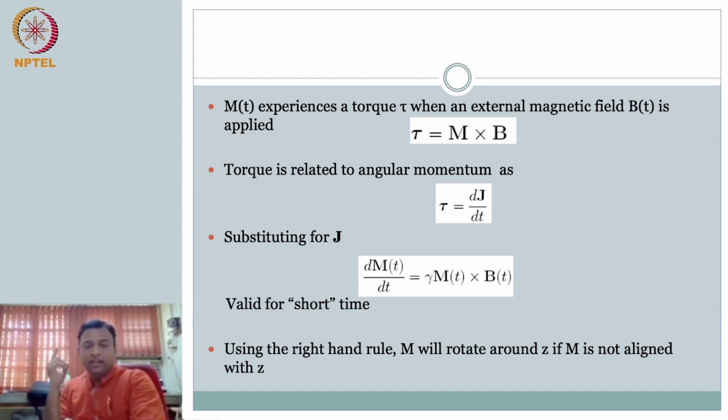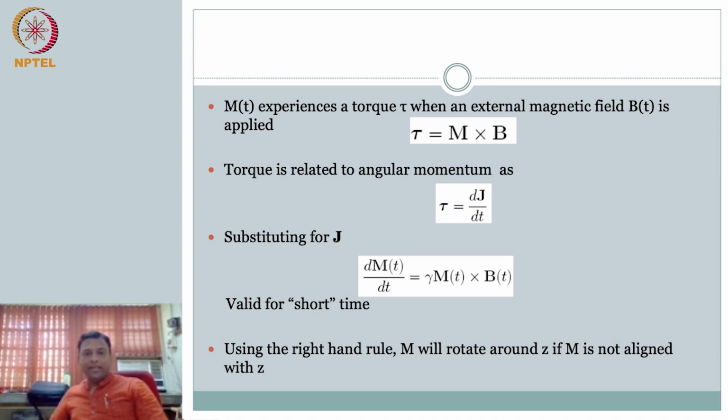Analogously, you will have angular momentum. Rate of change of angular momentum will give you the rotational force, which is your torque, right? So it all makes sense. Go brush up your basics. So tau is equal to dJ by dt. So we can actually fuse. In the previous slide we had M is equal to gamma J. Now we have tau is equal to M cross B. So we can eliminate J by combining these.